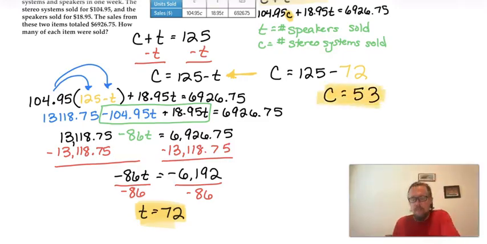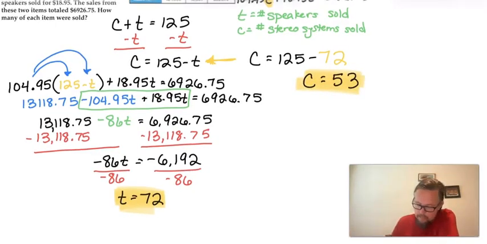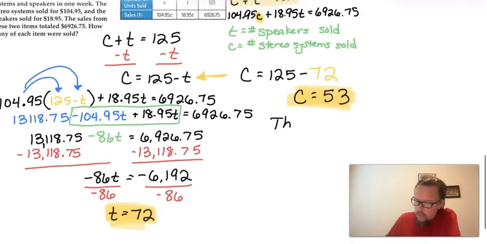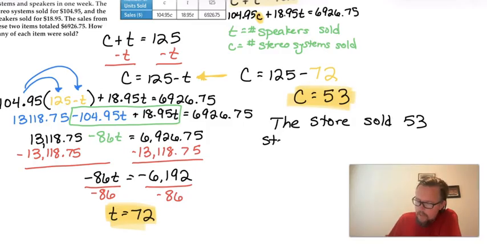So C is 53. So what does this mean? It means the music store sold 53 stereo systems and 72 speakers.